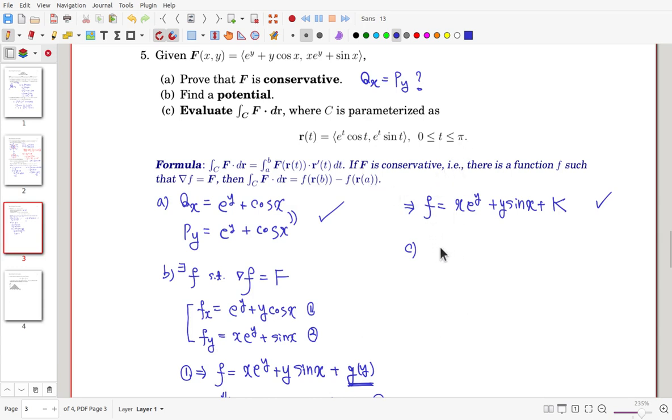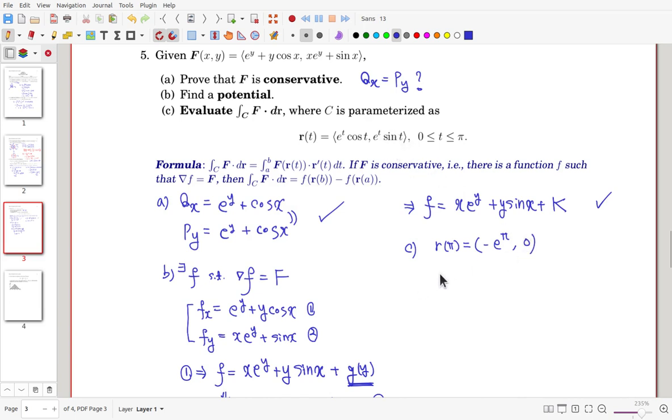The endpoint: r of pi, t is moving from 0 to pi. Alpha is the terminal point. At pi, it is minus 1 times e to the pi, and y is sine pi, which is 0.